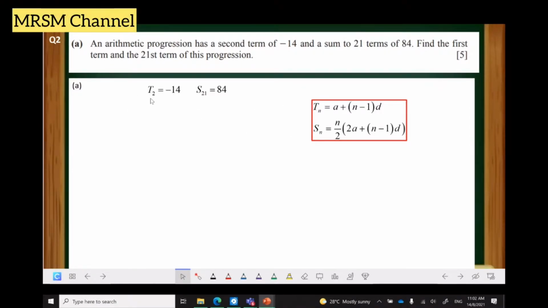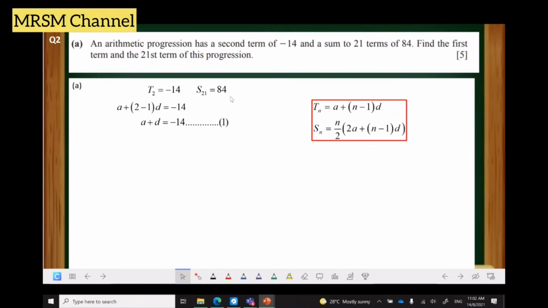So bila nak cari a, we cannot stay in the T ni, in terms of T ni. So kita kena tukar T ni in terms of a dengan d. So what we have is a plus, alright, so n minus 1 is 2 minus 1, d is equal to negative 14. Okay, so therefore kita dapat a plus d is negative 14. So this is equation 1. Sebab ada dua benda tak tahu, a lagi tak tahu, d pun tak tahu. Okay, so dia akan jadi first equation.